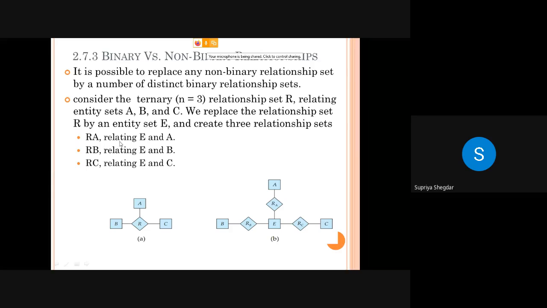RA relates E and A, RB relates B and E, and RC relates E and C. It means if a ternary relationship is present in the ER diagram, then we can replace it with the help of a number of binary relationship sets. For this purpose, we just replace that relationship with the new entity set, and then we add the new relationship sets between the new entity set and the old entity sets.